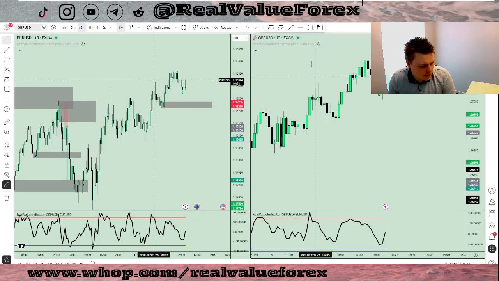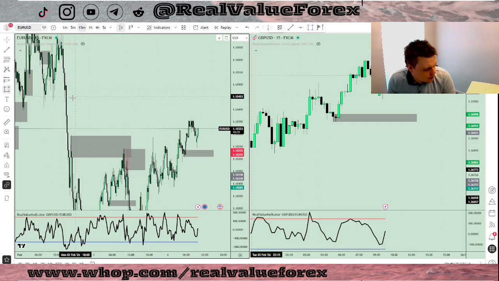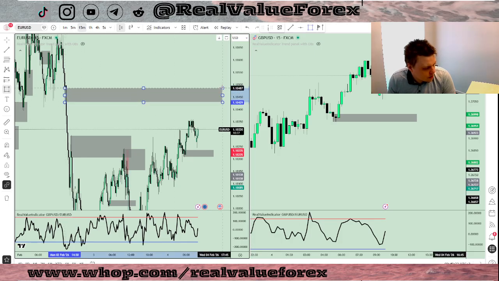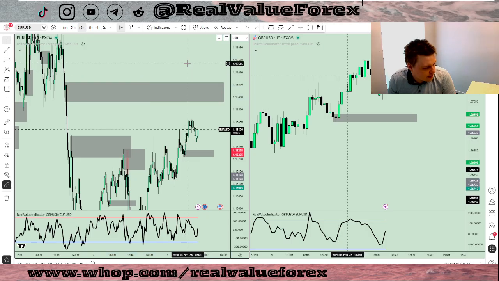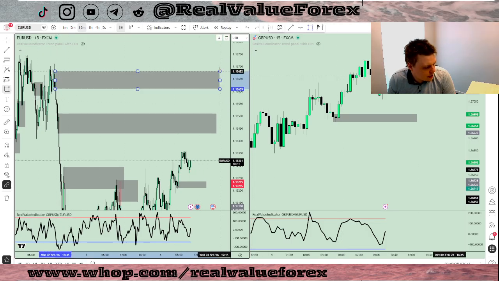GBPUSD, kind of similar situation. Trend looks like bullish, lining up with our possible trade scenario. This one in here. Let's scroll it down. So here was our order block. Not the best one for entering. This one will be really good entry order block.